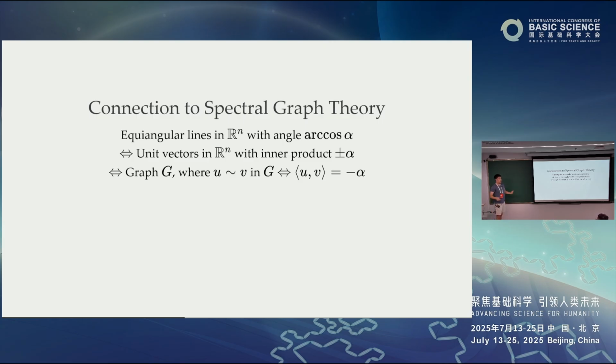And you can encode all of this information into a graph. Okay? And the graph goes as follows. You take all the vectors as vertices, and you connect two vertices with an edge if the inner product is minus alpha. Okay, so you can now go back and forth between a graph and the unit vectors. The non-edges then represent the plus alpha.